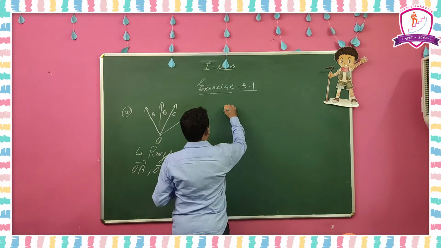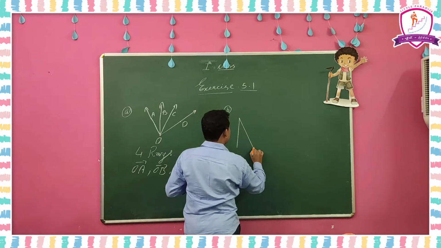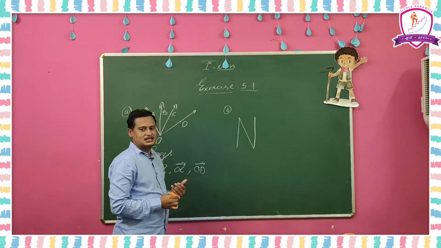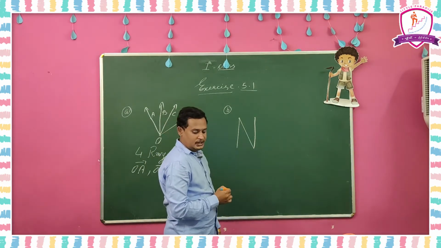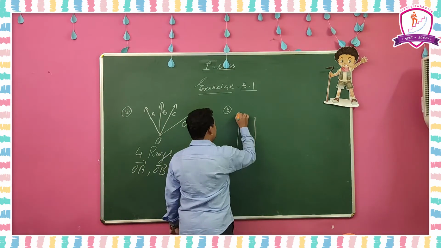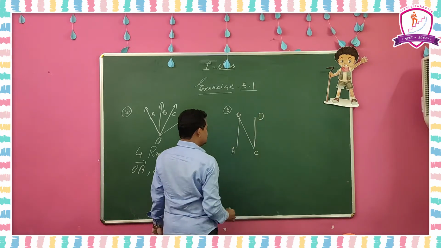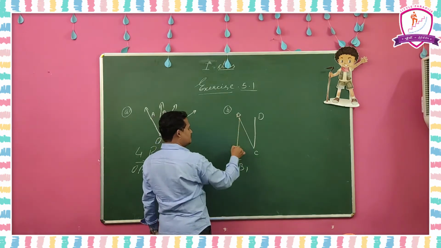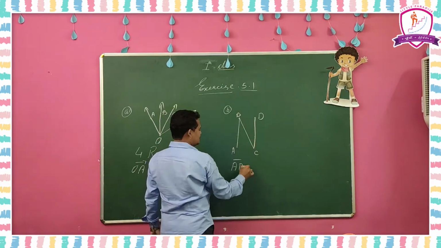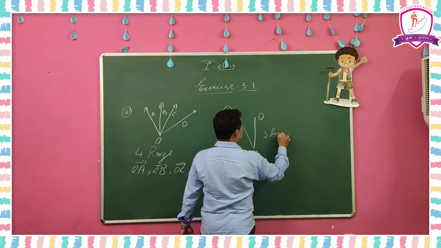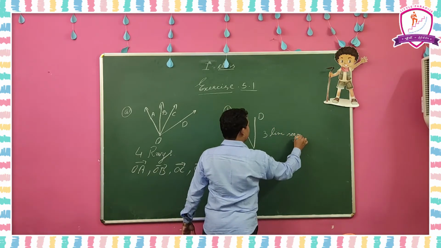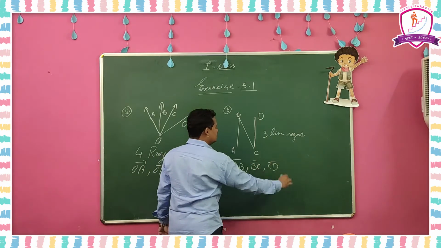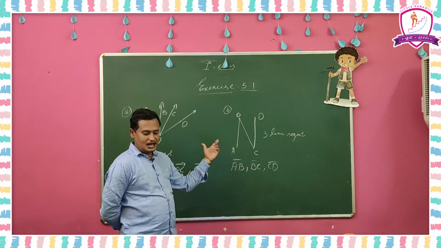B. So the figure is given like this. Here arrows are not there, which means these are line segments. These are the end points. So here A, B, C and D. So AB is a line segment. Here, how many line segments? AB, BC and CD. 3 line segments are there. These 3 are the line segments in the given figure.